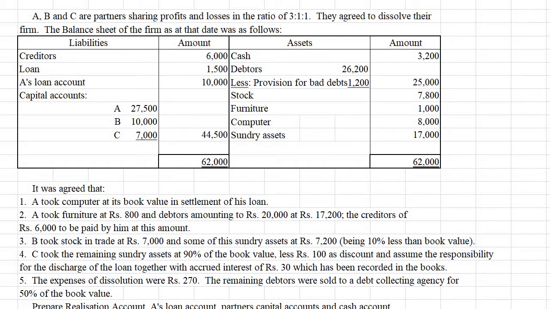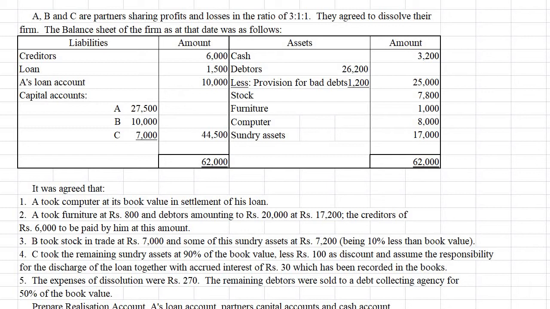The remaining debtors: here some 20,000 is taken over by A at 17,200. So total debtors were 26,200. So the remaining debtors, that means 6,200, are sold to a debt collecting agency, that means an agency who collects the debt on behalf of somebody. It is sold to them at 50% of the book value. That means 6,200 was the debtors, its 50% means 3,100.